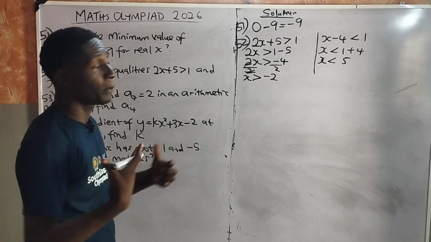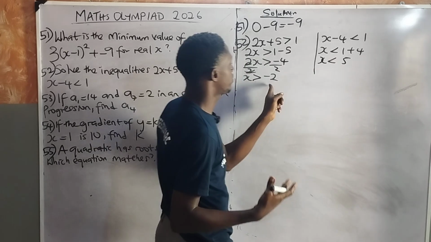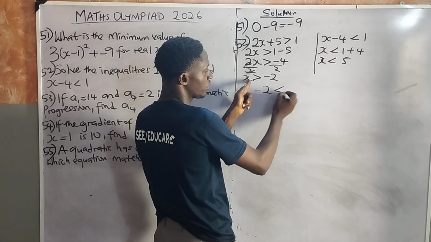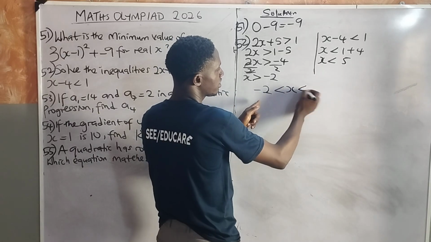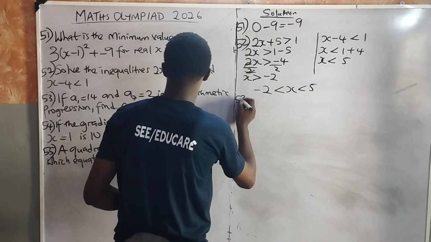If you want to combine them together, you start with the smaller number. Between minus 2 and 5, minus 2 is smaller. So minus 2, instead of greater than, you change it to less than x, then less than 5. This is the combined inequality.